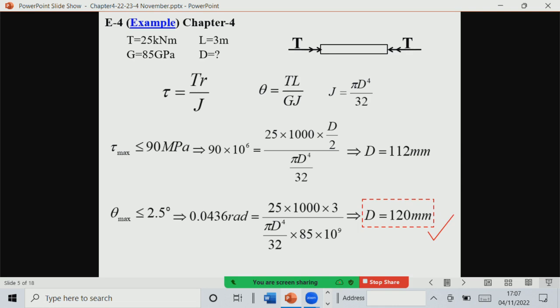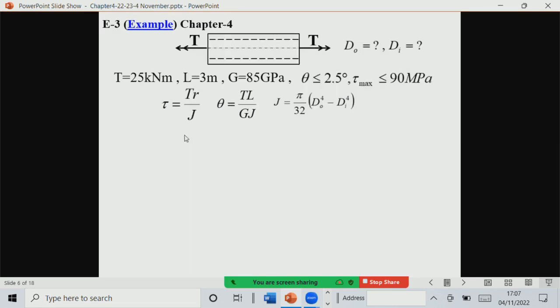Now question 3 is very similar to question 4, except we have two unknowns, outer diameter and inner diameter. Are there any questions in relation to this slide? No. So we move on to the second question.